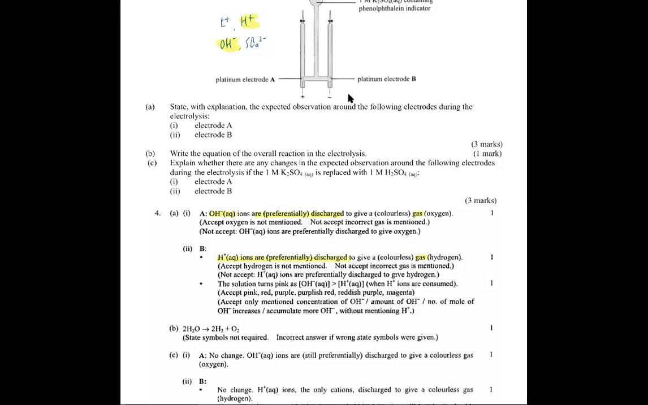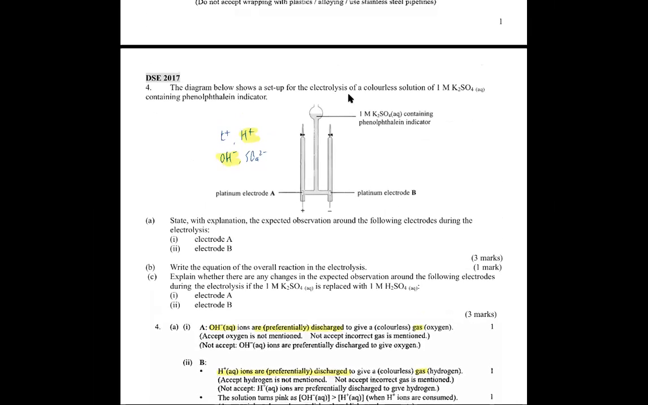And then remember the question here also stated that it has a phenolphthalein indicator in it. So for phenolphthalein, you need to remember in acidic solution, it's colorless. But in alkaline solution, it will show a pink color.